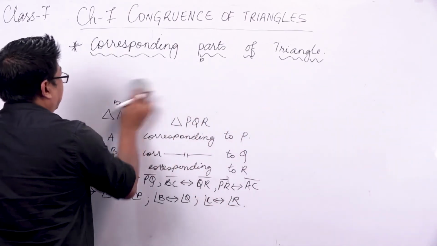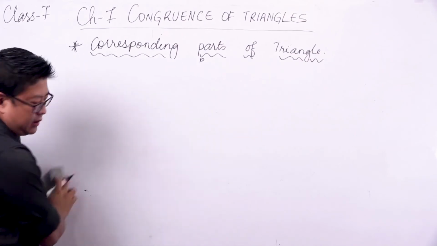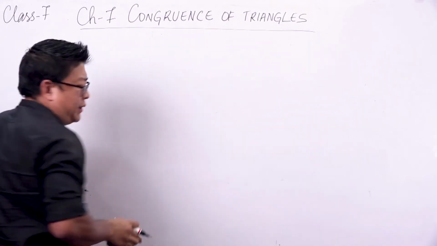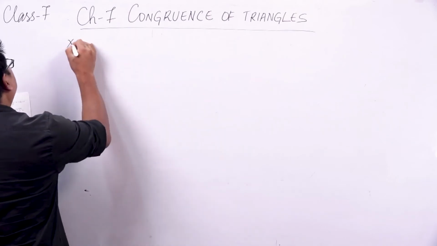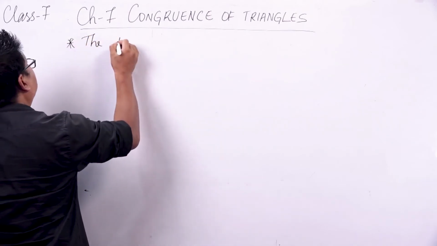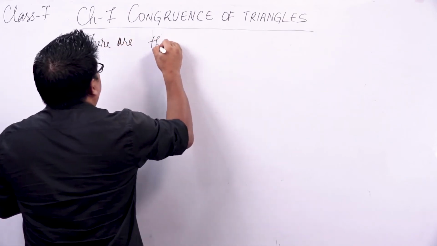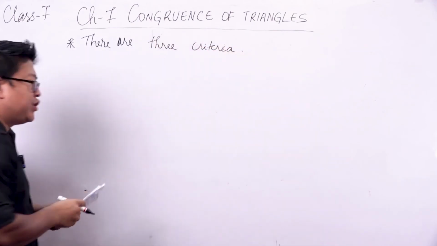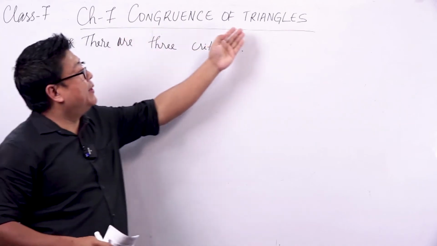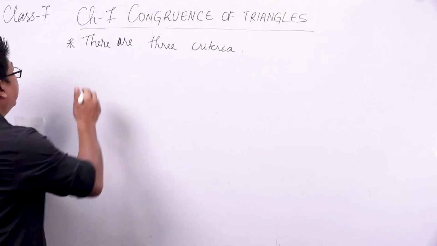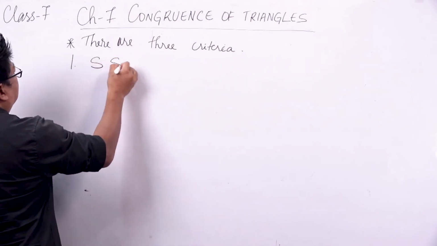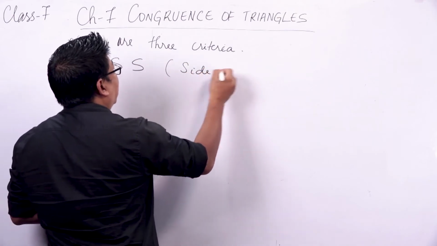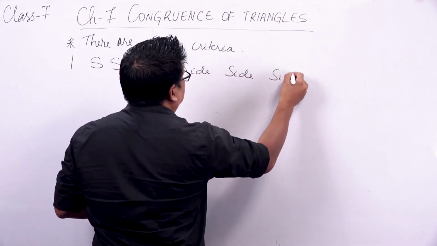So let's move on to the next topic. The next topic that we will be talking about is very important. We will be doing questions based on these. The first one is, there are three criteria to check the congruence of triangles. The first criterion is called SSS. SSS is nothing but side, side, side.